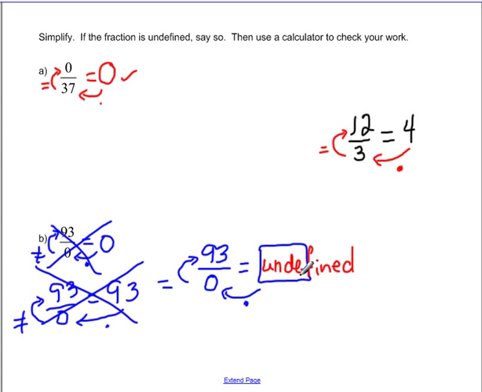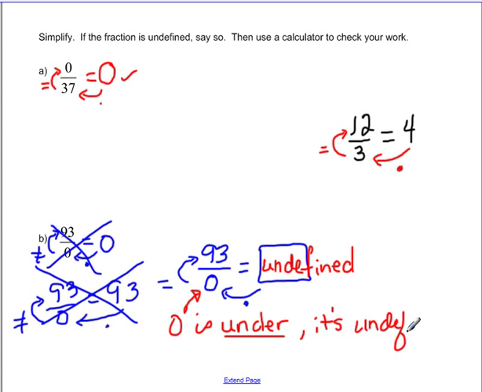And a way to help you remember that, because it can be easy to get mixed up, well, is it when the 0 is on top or when the 0 is on the bottom that's undefined? Well, notice here the 0 is under, so when the 0 is under, it's undefined. Okay, the solution is undefined. So use those two words, under and undefined, to help you make that connection of which is which.